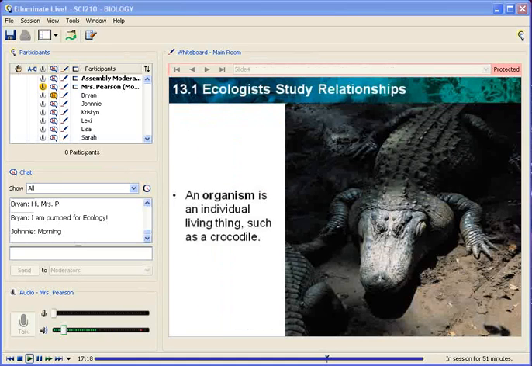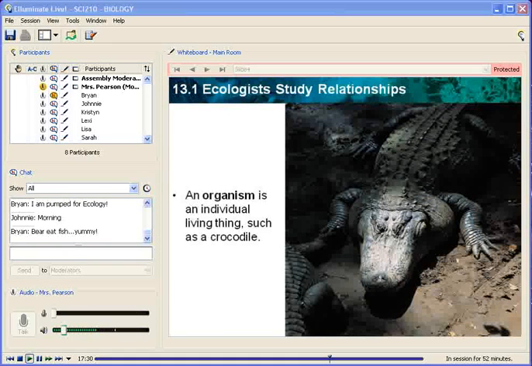Now, some ecologists may start out by looking at just the most specific of the levels of organization, in this case, an organism. And so we're going to use for our example a crocodile. Now, if you were an ecologist in this area, you might look at what this crocodile eats, where it lives, how big it gets, different things like that that would be specific just to that organism.